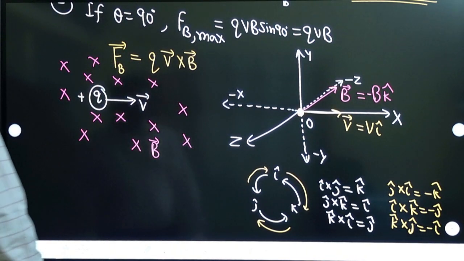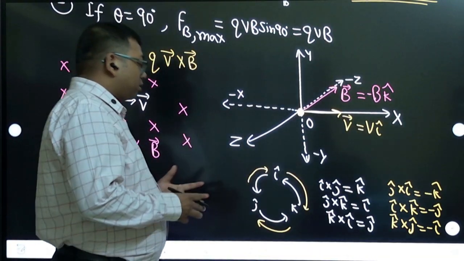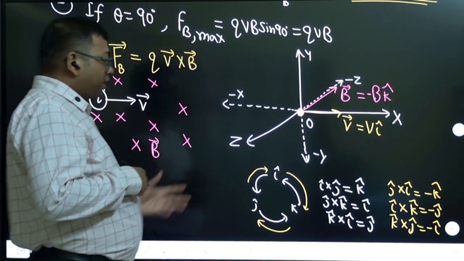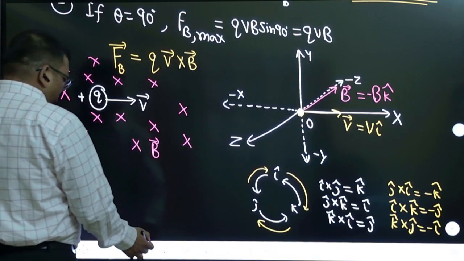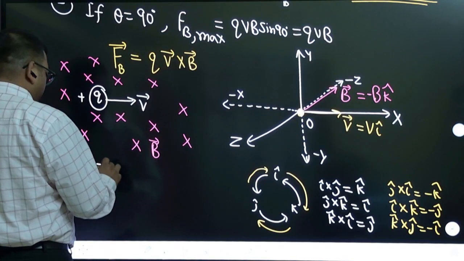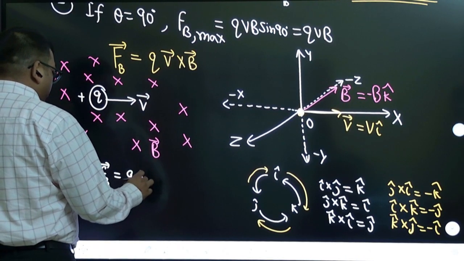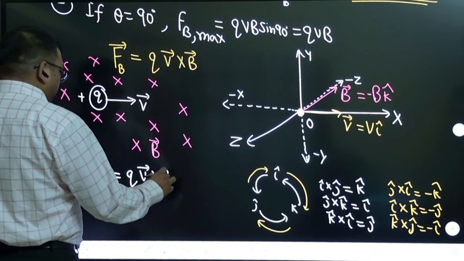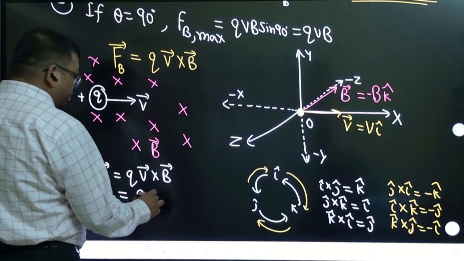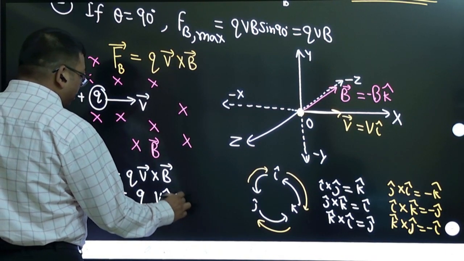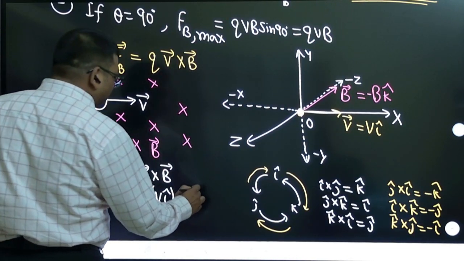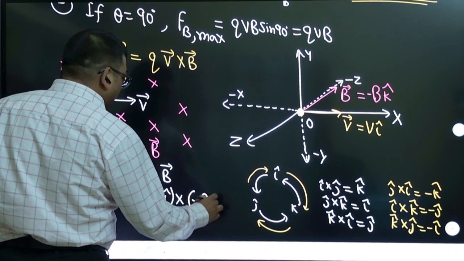Sometimes the cross product using this approach is very easy to calculate. If you try to understand it, do this cross product. Let us calculate the magnetic force, which is q v cross B. So q times the v vector, which is v i cap, cross the B vector, which is minus B k cap.